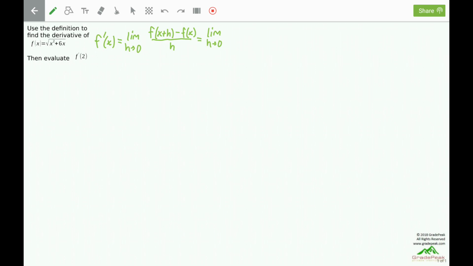That means to take f of x, the square root of x squared plus 6x, and replace each of the x's with an x plus h in parentheses. x plus h squared plus 6 times x plus h. We're going to subtract from that f of x, which is the square root of x squared plus 6x, and then all of that's over h.